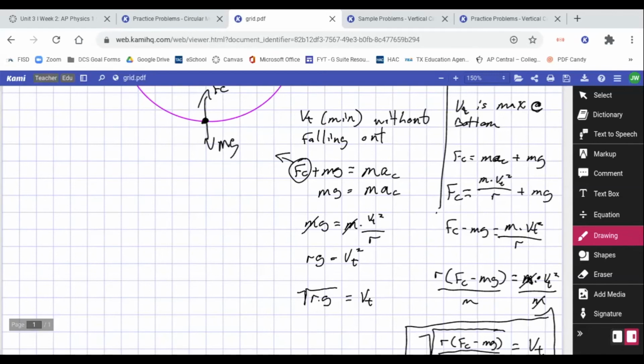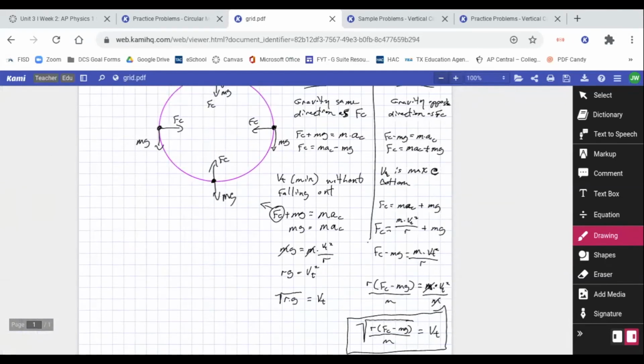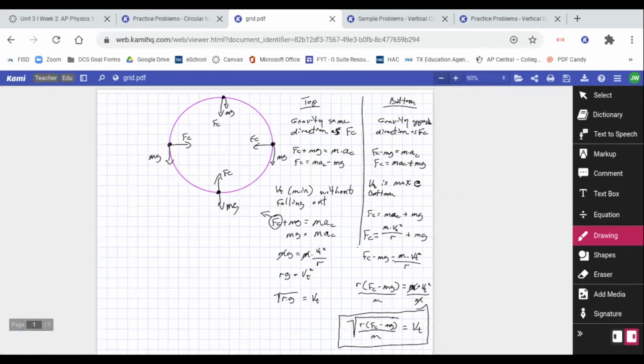I'm going to shrink this in so you can see all of it at once. I'll give you a second to just make sure that your notes are caught up. But that's what we've done. We've taken Newton's second law that we already knew. We have a new force. It's not new, it's gravity, but it's new for these circles. And then we derived equations from that.